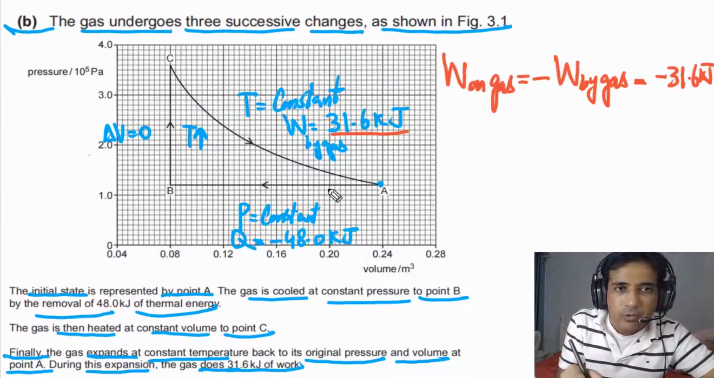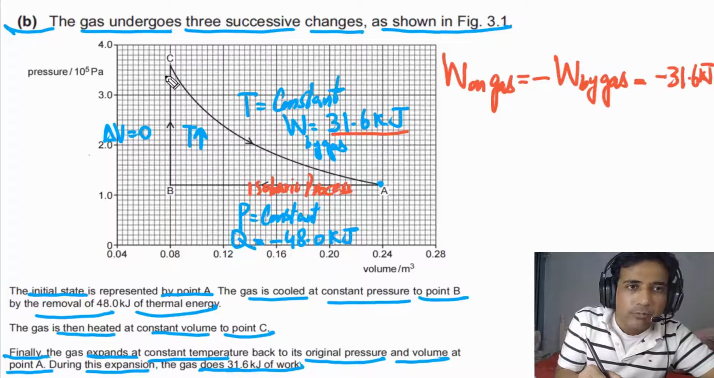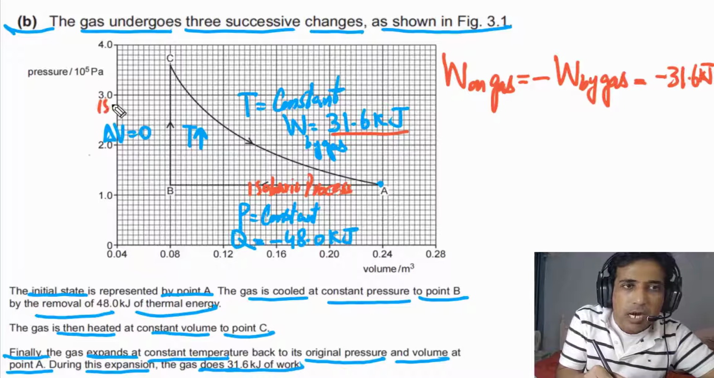Let's try to understand a little bit more about this cyclic process. If you look at process between A and B, in this case P is constant. If P is constant, we call this isobaric process. Now if you look at between B and C, in this process volume of the gas remains constant, and this process is called isochoric.